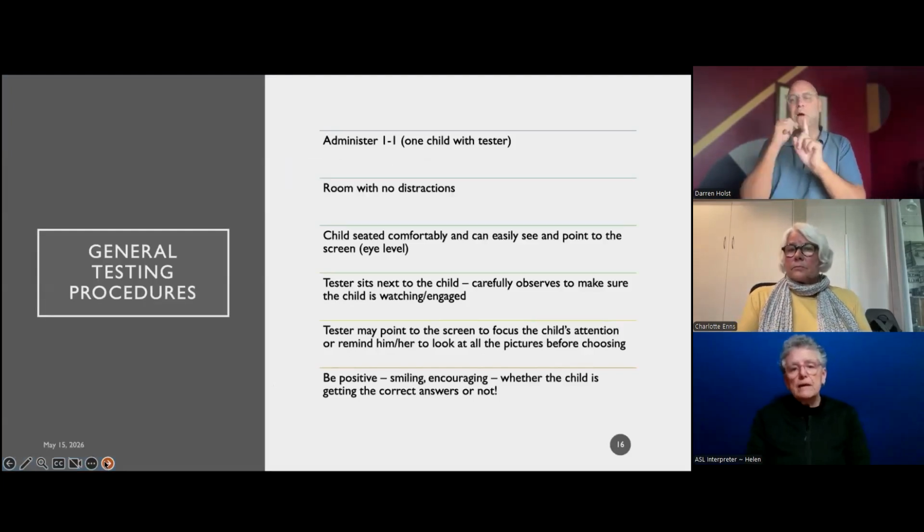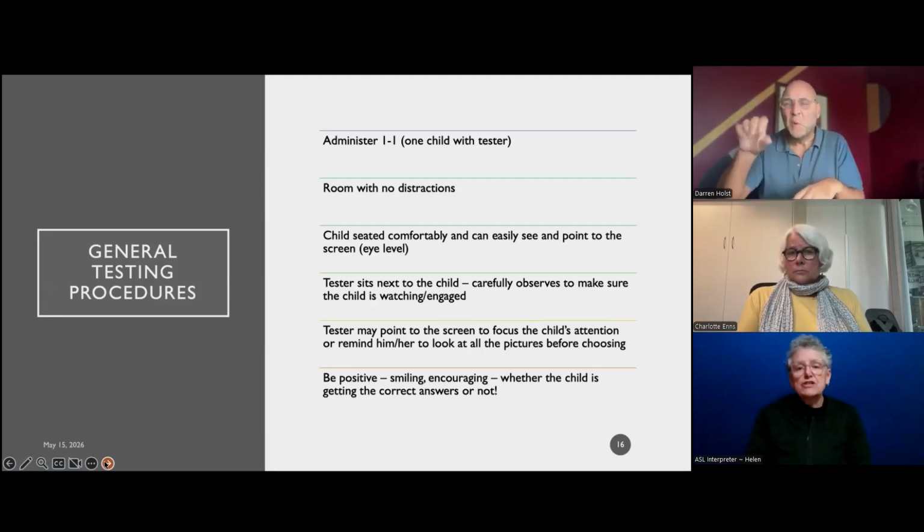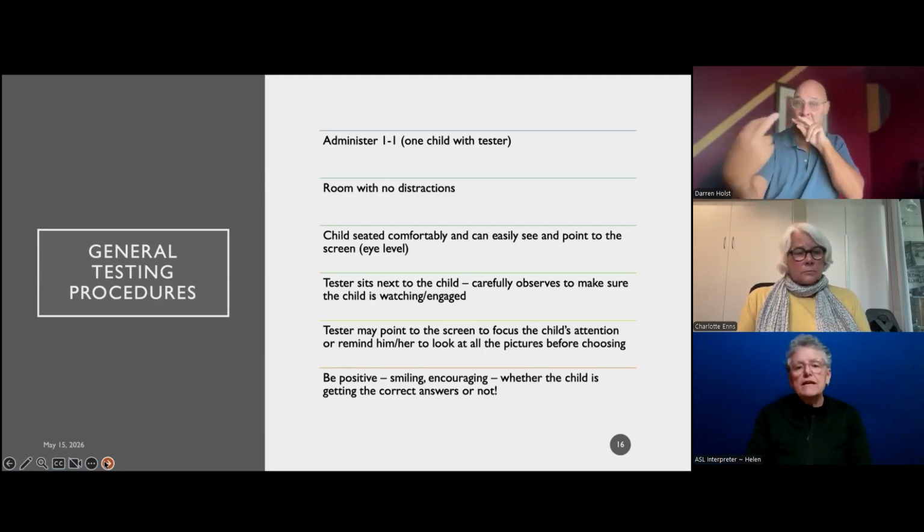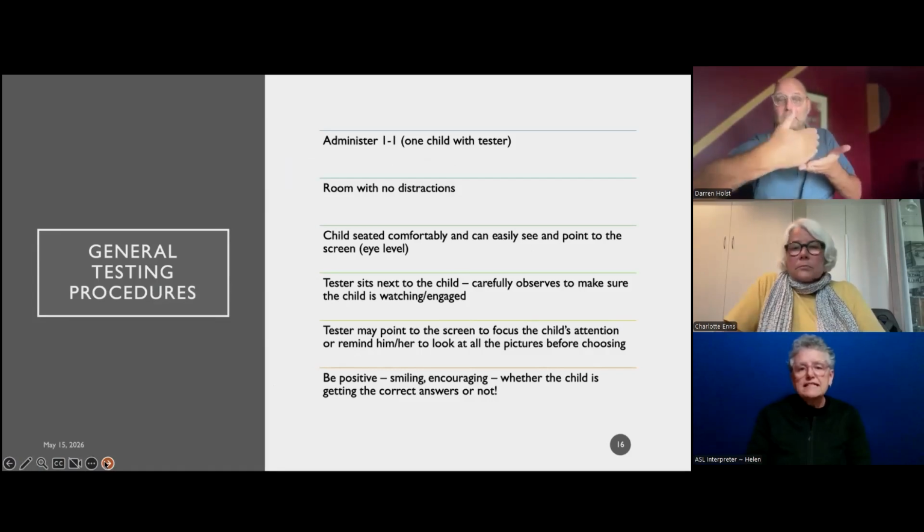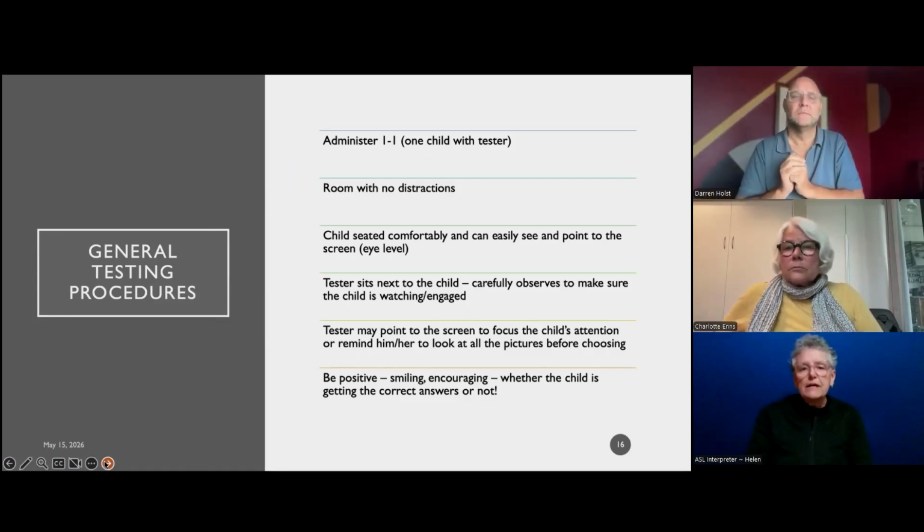Okay, so let me tell you how this works. It's one-on-one, one child and one test administrator, in a room that doesn't have any distractions, no visual distractions, like no toys, nothing like that, a very simple, plain room. We would make sure that the child was comfortable and could see both the laptop or computer as well as the administrator. And we would have to make sure that the test was in the child's line of vision.